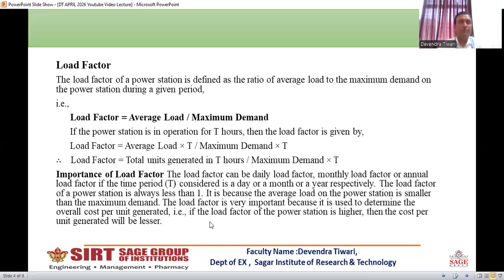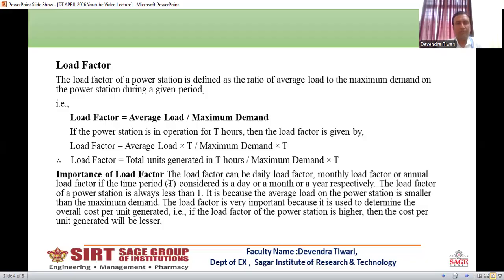Next slide. Load factor. The load factor of power station is defined as the ratio of average load to the maximum demand on the power station during a given period. So load factor will be given as average load divided by maximum demand. If power station is operational for suppose T hours, then load factor is given by average load multiplied by T divided by maximum demand multiplied by T, where T is the number of operating hours. So here load factor equals total units generated in T hours divided by maximum demand into T.